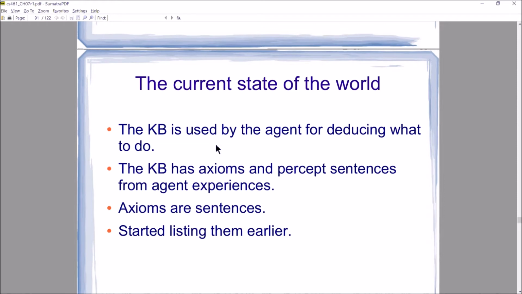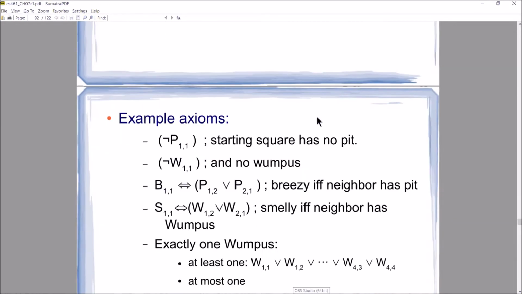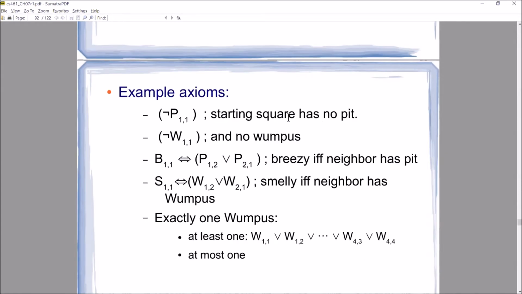Okay, and so we went through and we put together a large collection of sentences as we discussed propositional logic. We discussed the knowledge base. Okay, so here are some more examples, right? The starting square has no pit, not P11, no wumpus, not W11. Specified here with this sentence, square 1-1 is breezy if and only if there's a pit in 1-2 or 2-1. Similarly, if there's a stench in 1-1, then there's going to be a wumpus in 1-2 or 2-1, right?